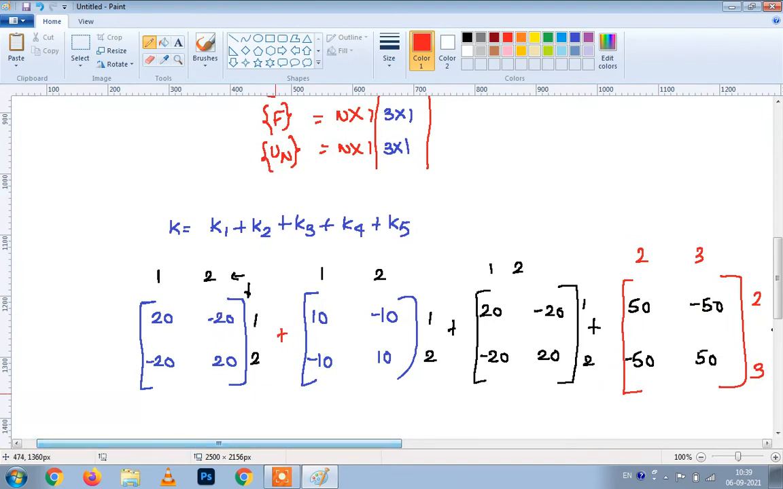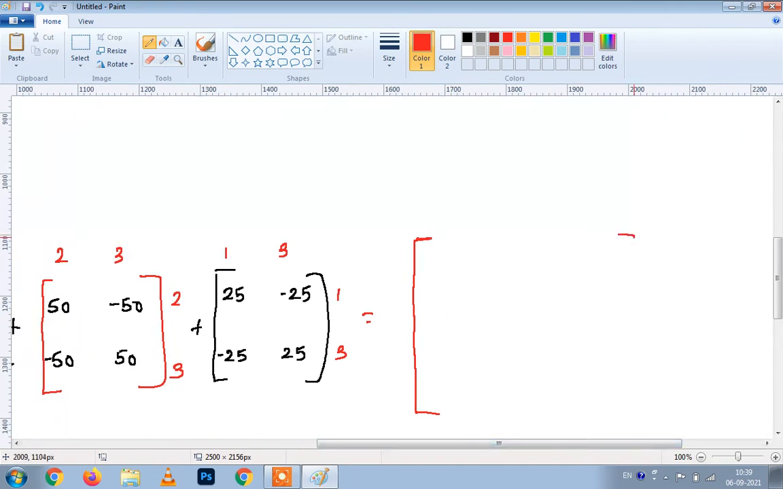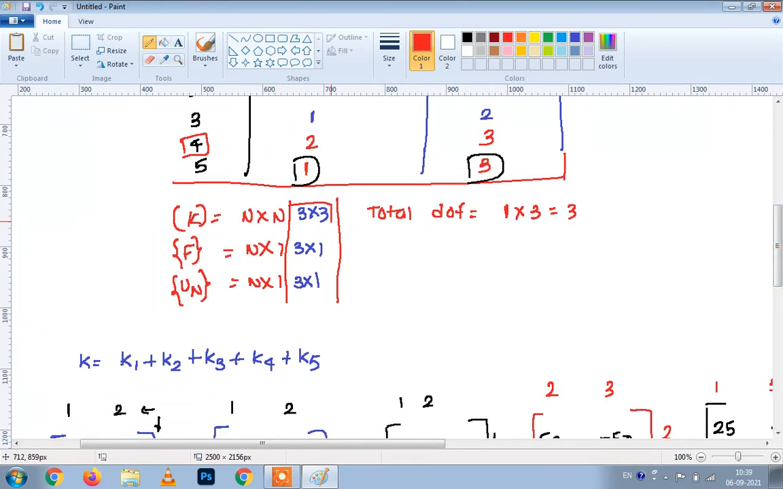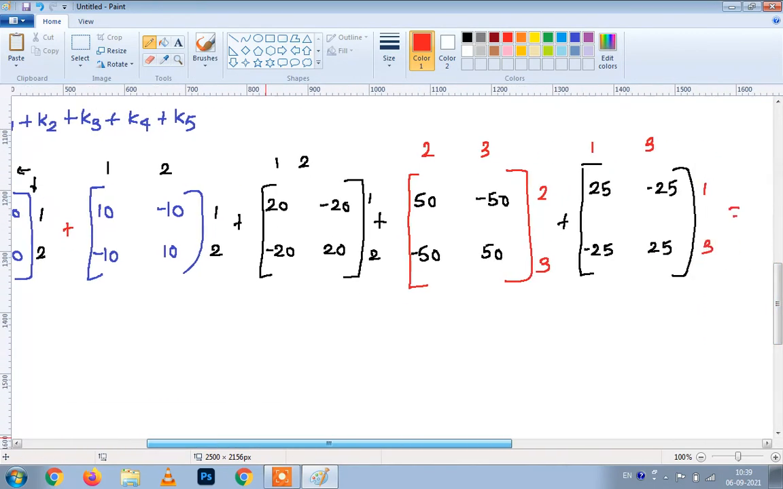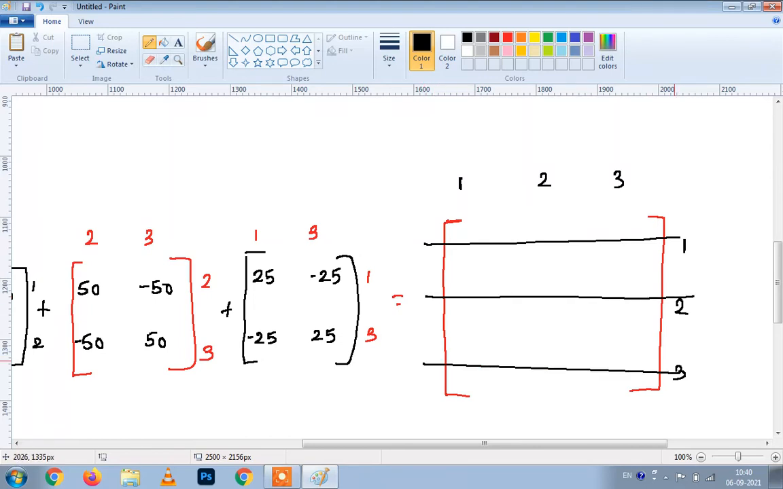Now the addition of K1, K2, K3, K4, K5 will give us the global stiffness matrix. So, I am here creating the global stiffness matrix, and the dimension for this global stiffness matrix will be, look at here, 3 by 3. So, it is 1, 2, 3, 1, 2, 3. These horizontals are rows: this is first row, second row, third row. Similarly, this is first column, second column, and third column.